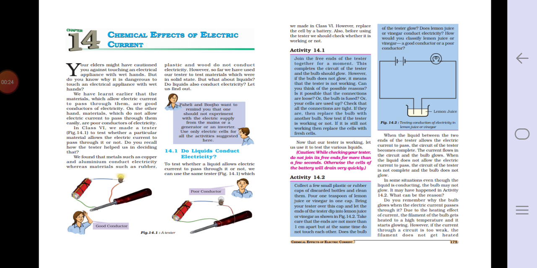Your elders might have cautioned you against touching an electrical appliance with wet hands, but do you know why it is dangerous to touch an electrical appliance with wet hands?